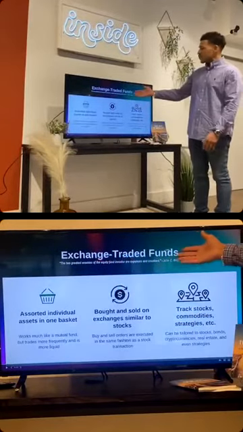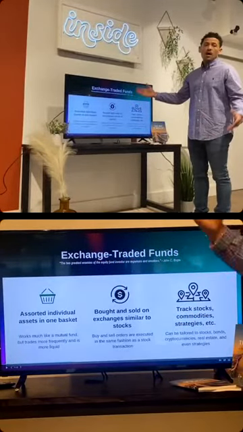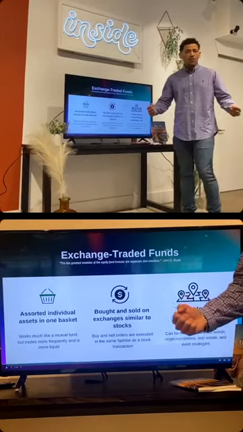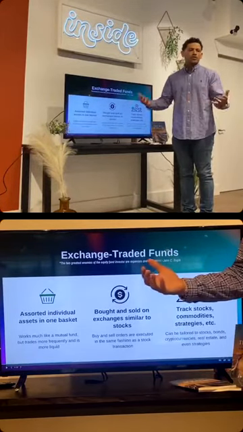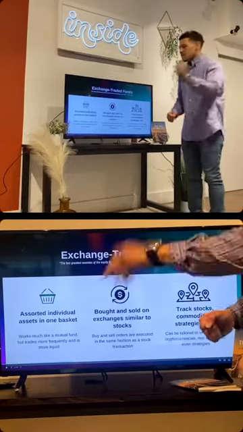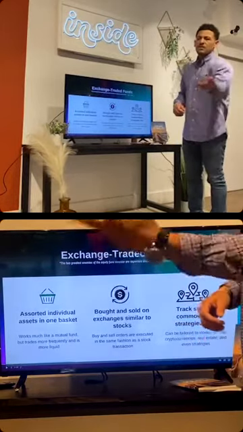So exchange traded funds are a basket of stocks. So if I went to the grocery store and I got some pineapples and some bread and some milk, right?